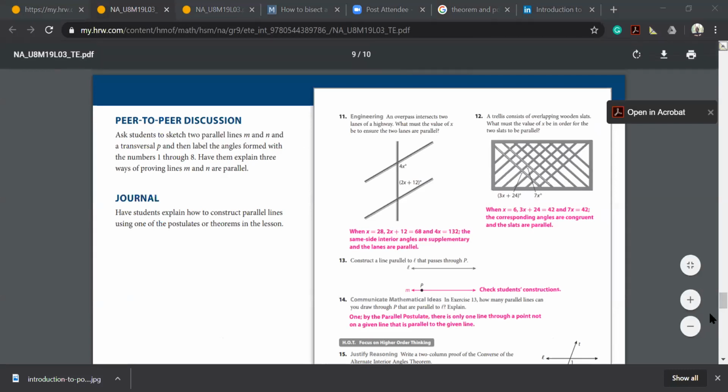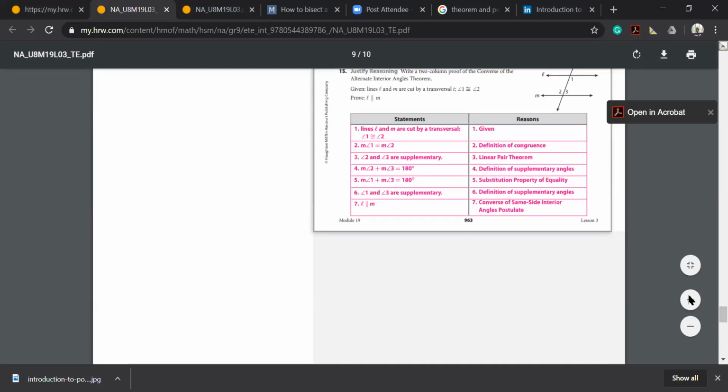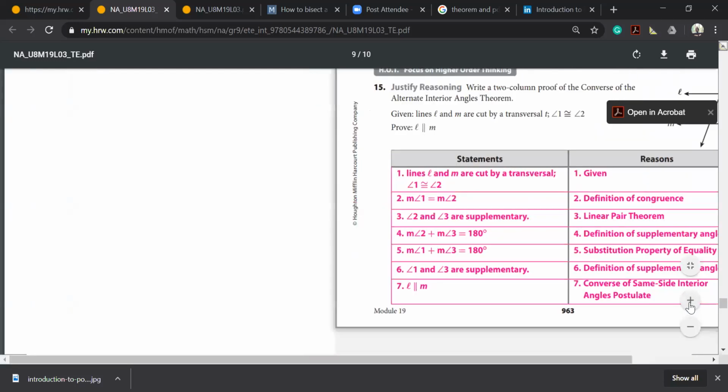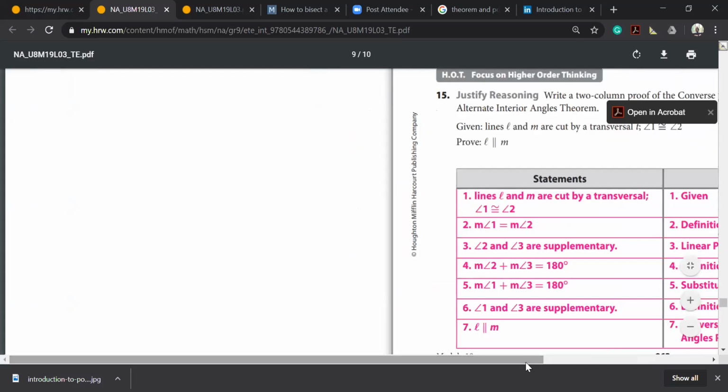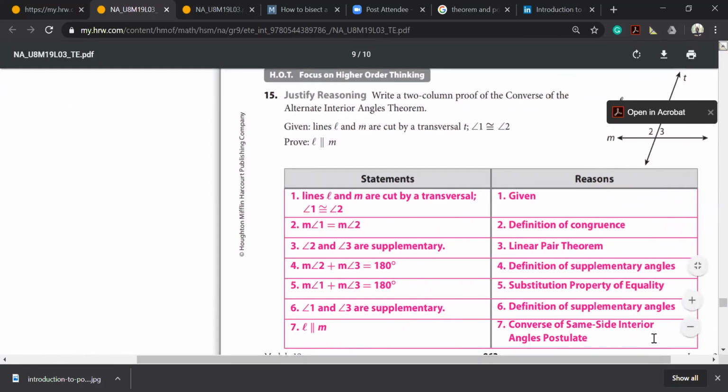Here it is, your answer. What did he write in here? Let's read it. First of all, the givens, as we said, that lines L and M are cut by transversal and that angle 1 is congruent to angle 2. This is a given. And then he told you that angle 1 is equal to angle 2, definition of congruence.